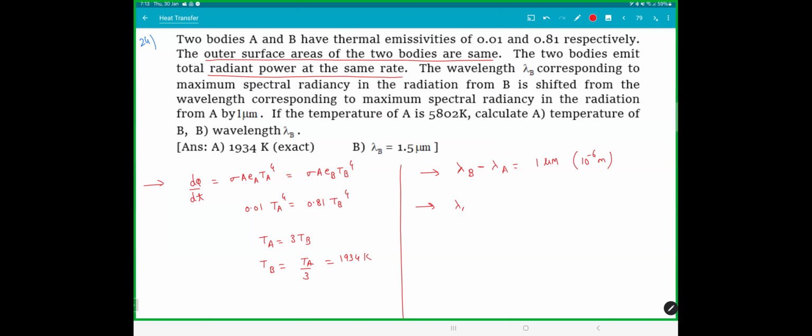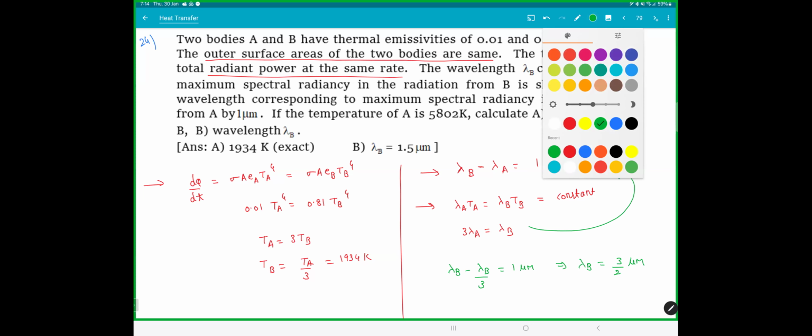And we also know lambda A T_A is equal to lambda B T_B is equal to a constant because it's the same material. So T_A will be 3, lambda A is equal to lambda B. Take this and substitute in this. So you end up with lambda B minus lambda B by 3 is equal to 1 micrometer. Therefore, lambda B will be 3 by 2 micrometer. Check. That's how they combined the Stefan's law with the Wien's displacement law.